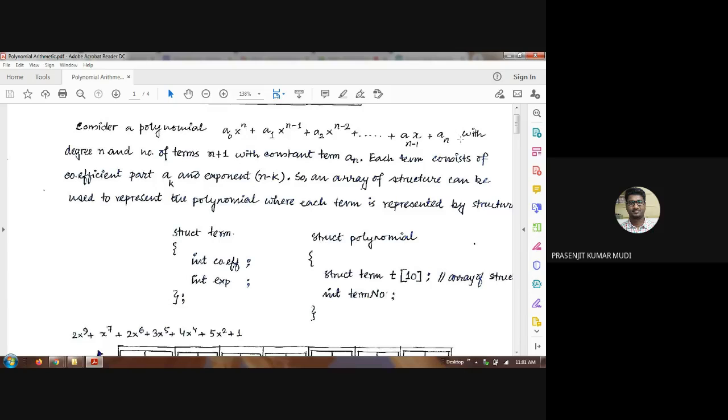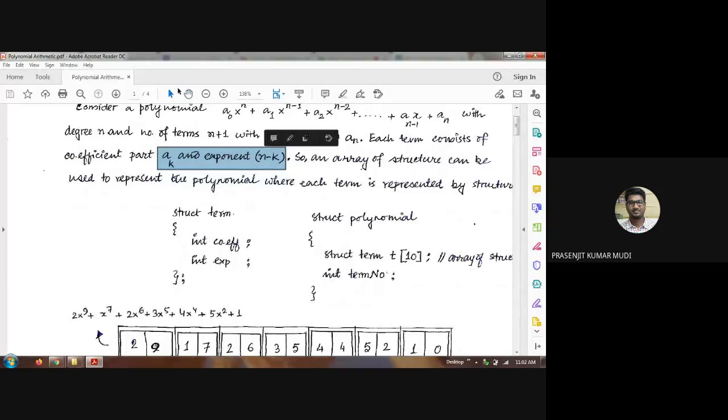Here this is the constant term. Here an is multiplied with x to the power 0. This term corresponds to the power of x equal to 0, and this term corresponds to the power of x equal to n. From 0 to n, there are a total of n plus 1 terms in the polynomial including the constant term. Each term consists of a coefficient part ak and exponent n minus k. Please try to focus on this notation of the term, which will be used in the algorithm development. Here ak has superscript k, and the exponent is n minus k.